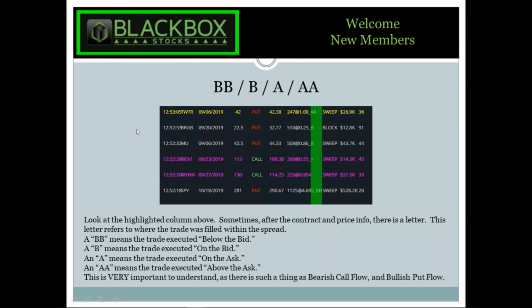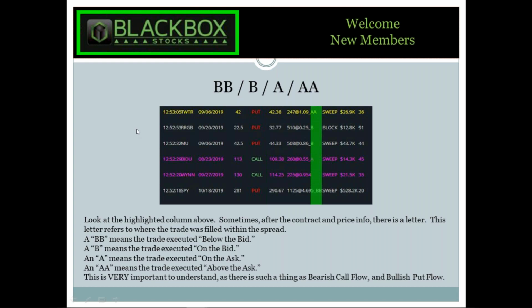Below the bid means you're taking less than you could for that position. So that's an urgency to get out of a position. If the spread is $1 by $1.50 and you tell your broker, I'm okay getting 90 cents, you're pretty much telling the broker, I don't care what I get filled, just get me out of this position.